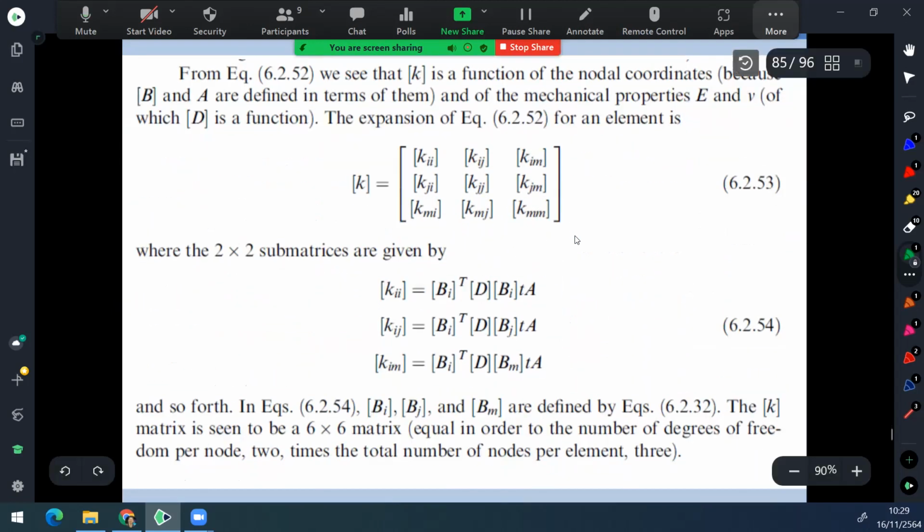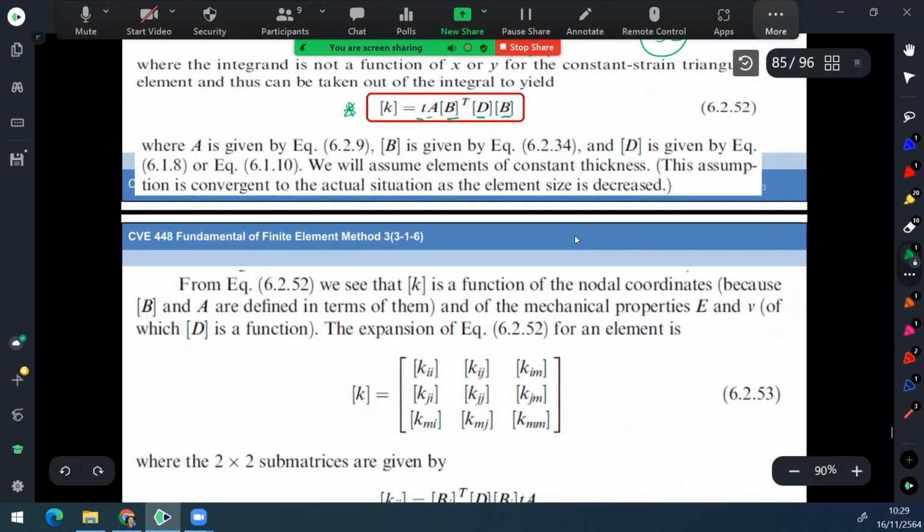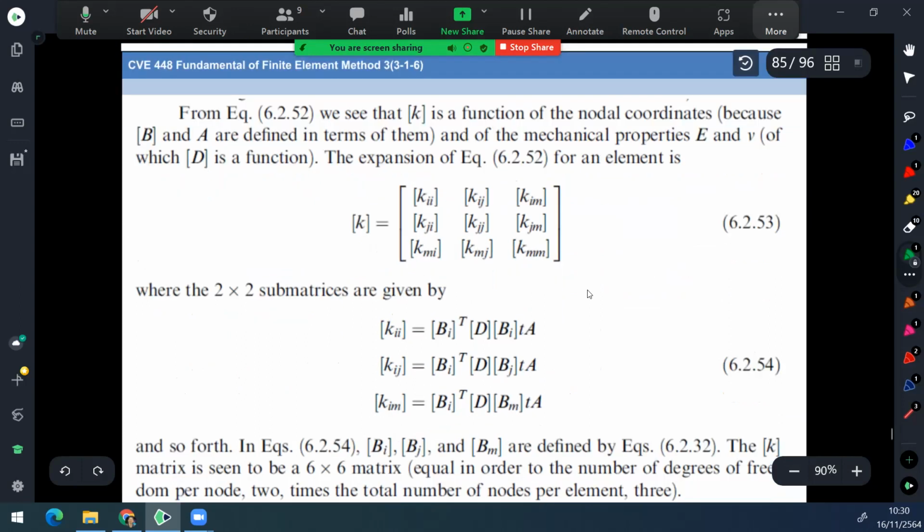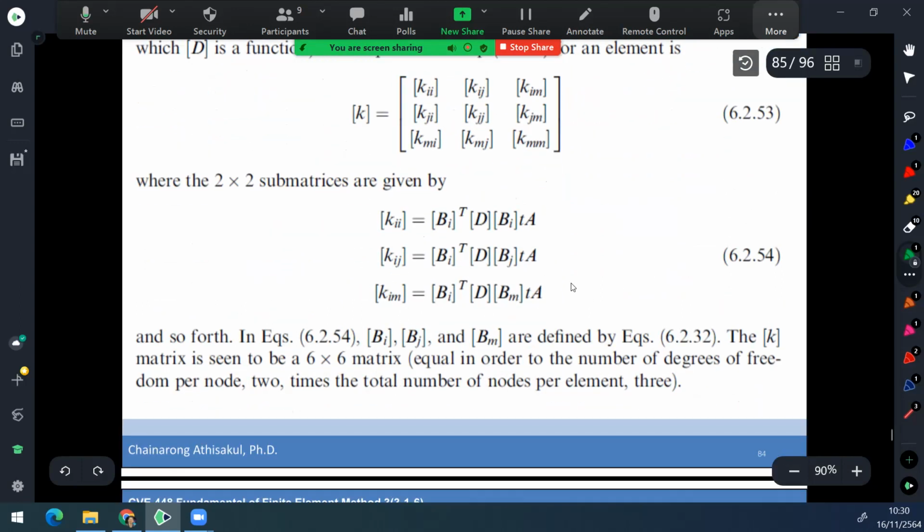After we solve this, what is this? Matrix B is of size 3 by 6. Transpose becomes 6 by 3, and matrix D is 3 by 3. So the element stiffness is 6 by 6, which is the size of the element stiffness for the constant strain triangle. We can write it in submatrix form like this, but actually it's not necessary to do that.